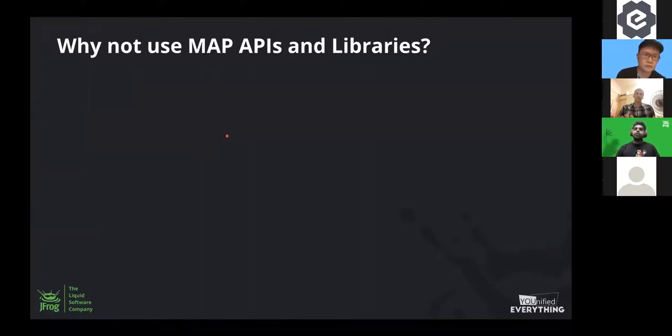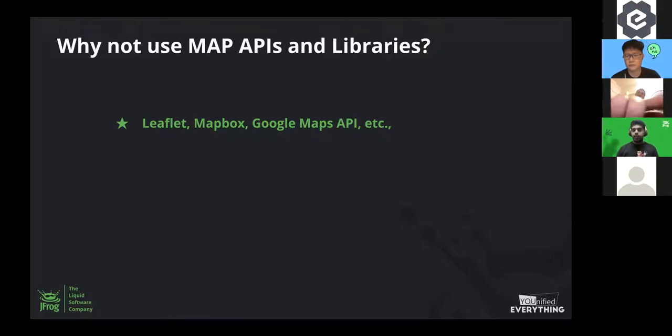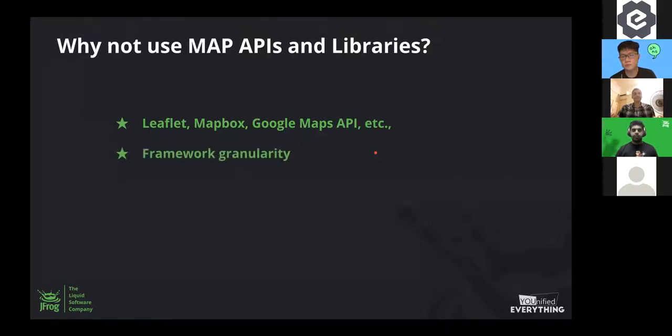So let's see, why not use map APIs? There are numerous map API libraries available, and those are really good actually. Not taking anything away from them, but let's go through why I didn't use them. These are the map APIs I considered before moving on to design it on my own: Leaflet, Mapbox, and Google Maps API. These are really good. I guess there's a team working behind them, and obviously they're going to be maintained better than myself, so they would be a better option. So the first thing I considered was framework granularity.